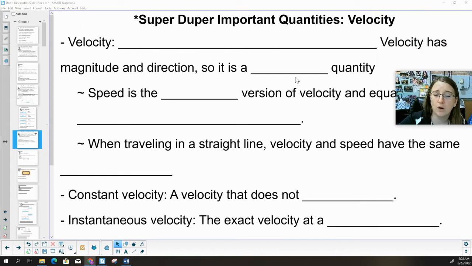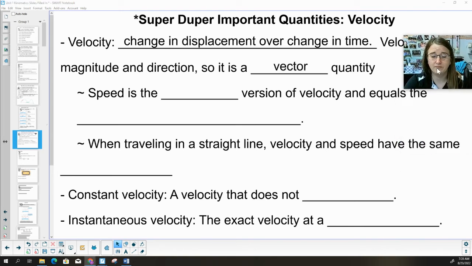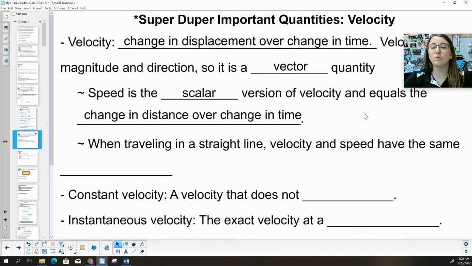So the next super important quantity is velocity. Velocity is a change in displacement over a change in time. We're going to make a note card for this after we fill this out. But velocity, once again, has magnitude and direction because it is displacement, and displacement is a vector. So velocity is a vector quantity. Speed, however, is the scalar version of velocity and equals the change in distance over the change in time. So again, we're going to talk a lot more about this in class. This is just the upfront stuff.